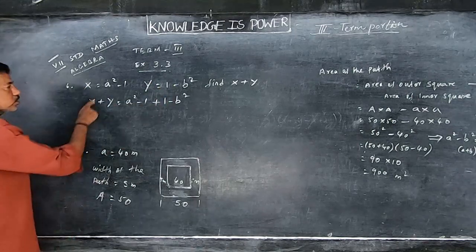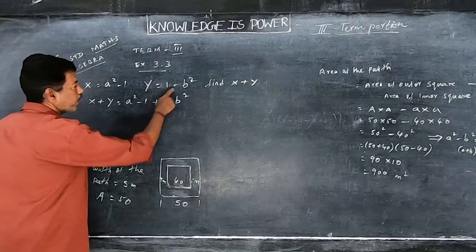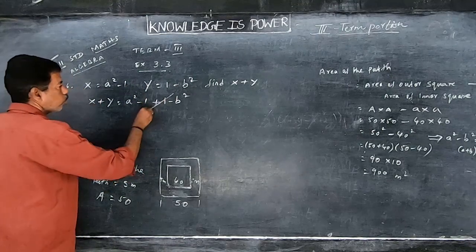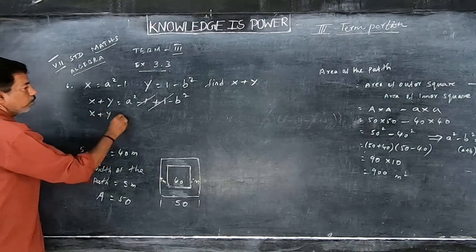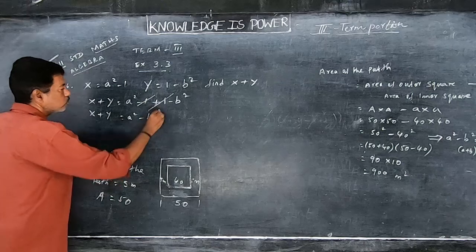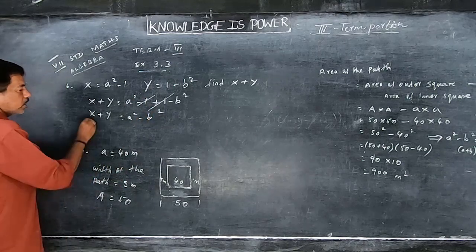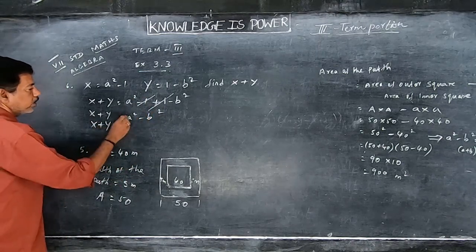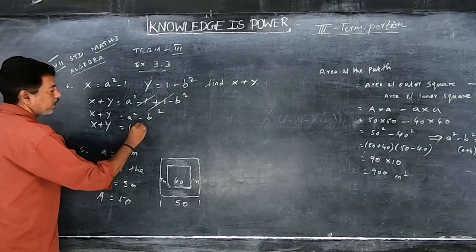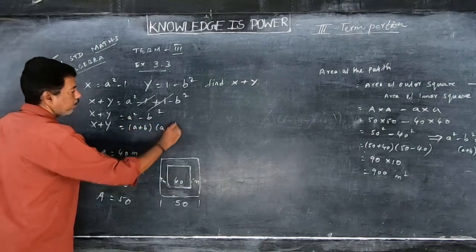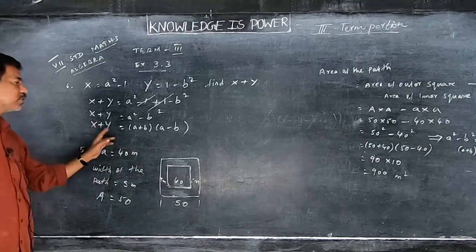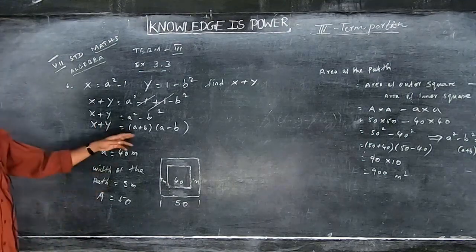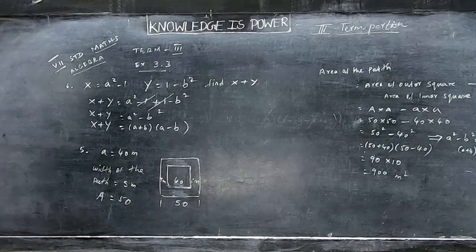In place of x, substitute this. In place of y, substitute this. Plus 1 and minus 1 will be cancelled. So what is the balance now? A square minus b square. If we expand this, what will we get? A plus b and a minus b. So this is the value of x plus y. So this is question number 6.